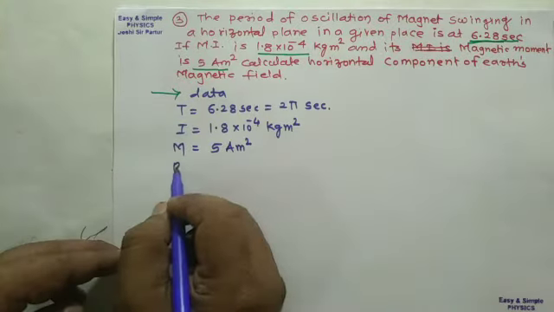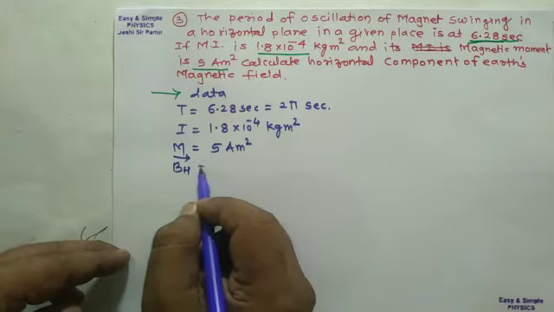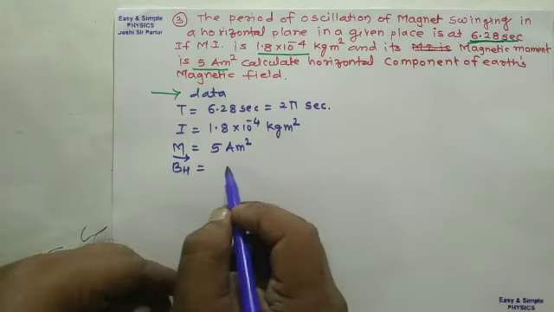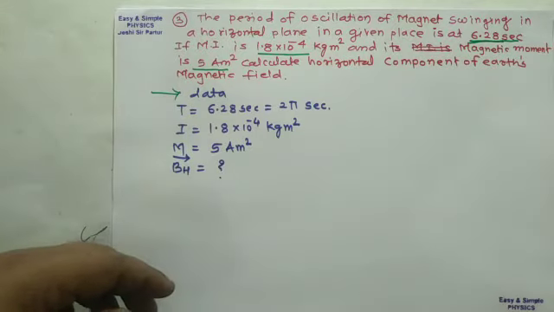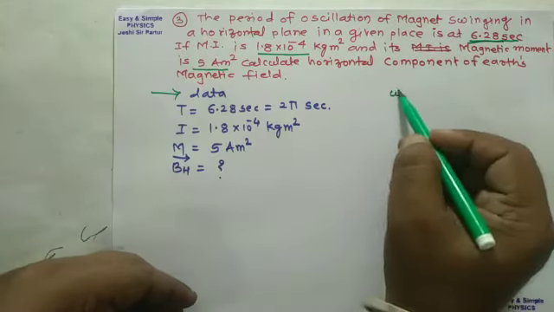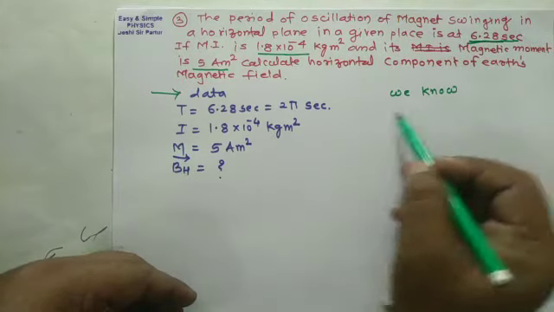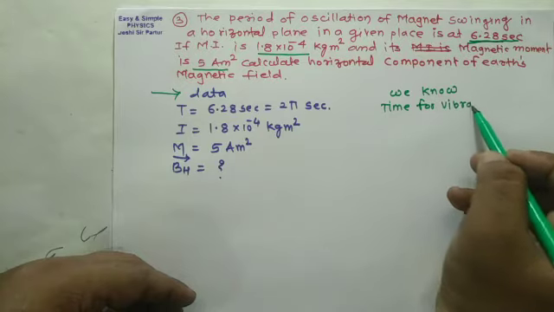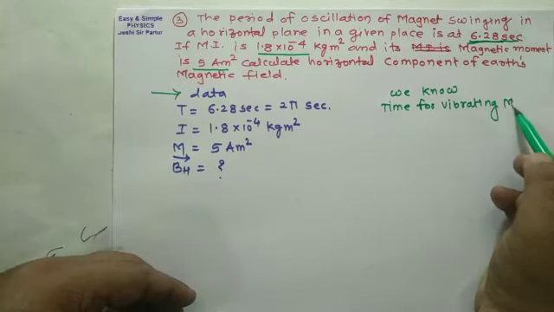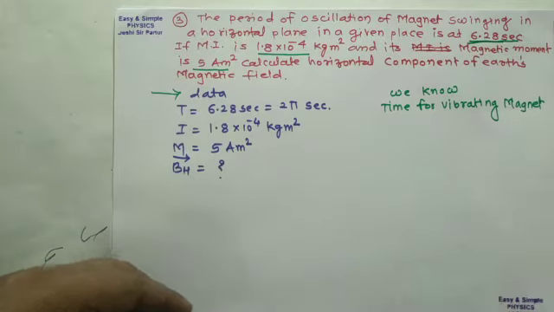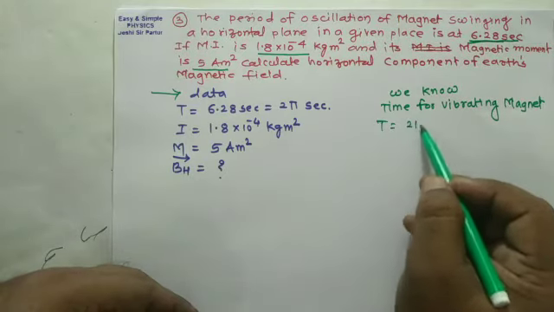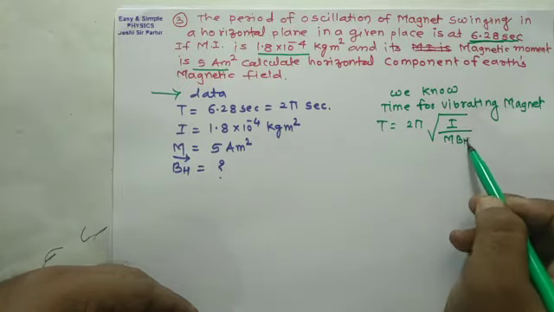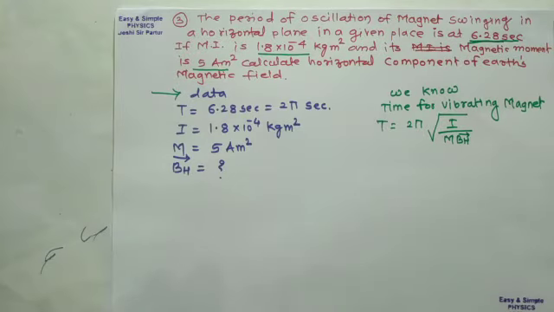And we can find out vector BH, that is the horizontal component of earth's magnetic field, will be question mark. So here we know the time period for a vibrating magnet will be T is equal to 2 pi square root of I upon m BH, or vector BH.